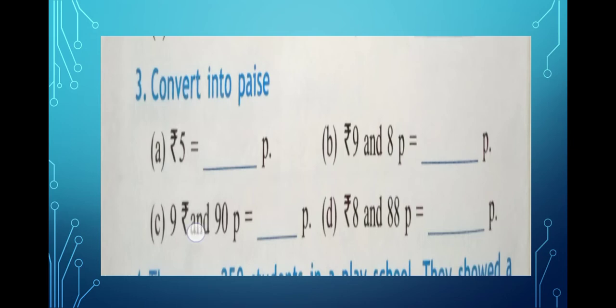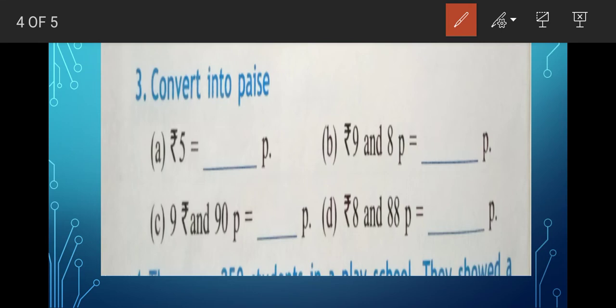Okay, so rupees 5, you have to convert it into paisa. How will you convert? Question number 3 is convert into paisa. Since 1 rupee has 100 paisa, 5 rupees will have how much? 500 paisa. I am not going to write anything, simply this one I am writing.